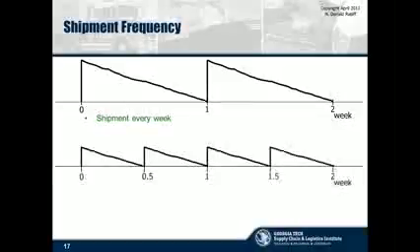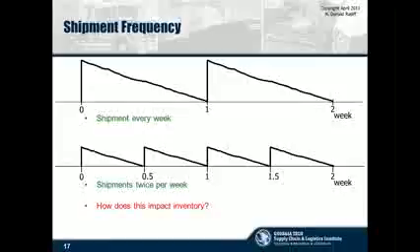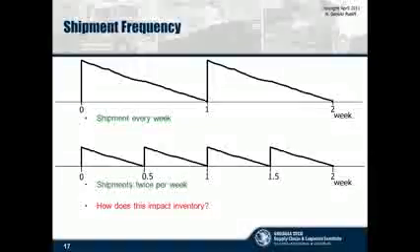My little example here, I've got one shipment every week, and here I've shipped twice a week. And so if I look at this and I say, okay, how does that impact inventory? Well, if you look at the once a week, you can see that I clearly will have more inventory than if I ship twice a week.